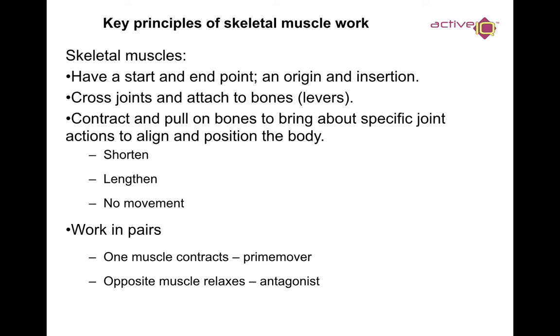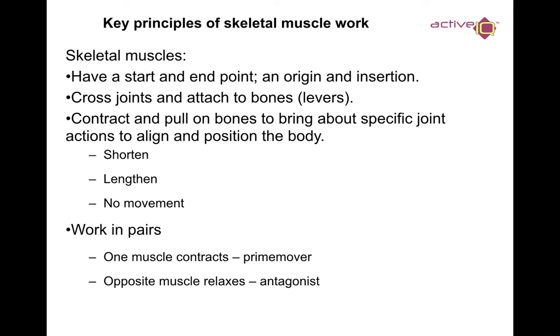Obviously, from your elbow down is one lever, and then from your shoulder to your elbow, or even from your shoulder to your hand, is another lever. They have the ability to contract and pull on bones to bring about specific joint actions to align the position of the body. So they can shorten, they can lengthen, they can also exert force with no movement. So imagine you pushing against a wall. You're exerting a force against that wall, but there's no change in the muscle length.